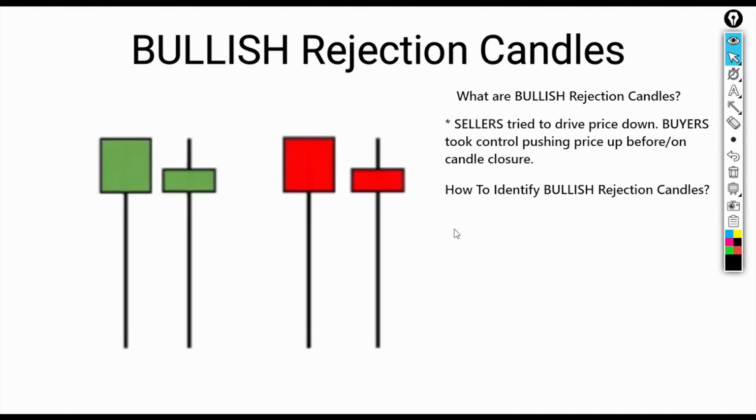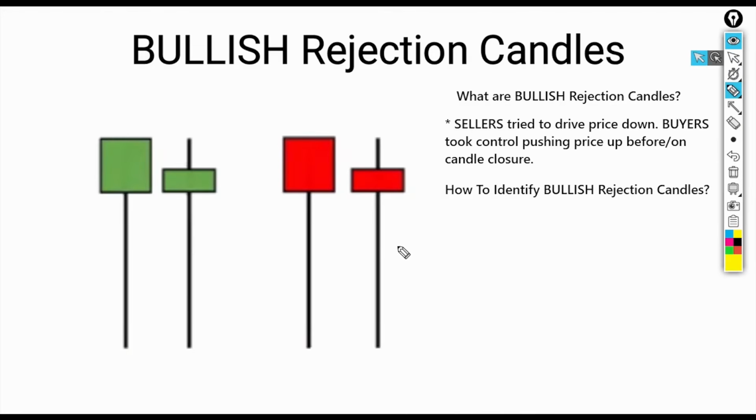Okay, now how exactly do you identify bullish rejection candles? It's very, very simple, actually. If you look at these four candles right here, they all have stuff in common. Straight off the bat, you'll notice that each one of these candles has a long lower wick. Check this out. And what else do these candles have in common? A small body. Each one of these candles has a small body. Keep in mind, the color of the body of the candle doesn't actually matter. It can be red, it can be green, it can be orange, it can be blue, it can be purple. You name it. It doesn't matter.